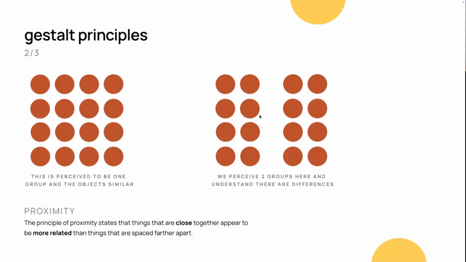So how to use this information for Power BI, for example? Well, let's reverse engineer it. So this means that we need to place items that are related close to each other, and the unrelated items should stay further apart.